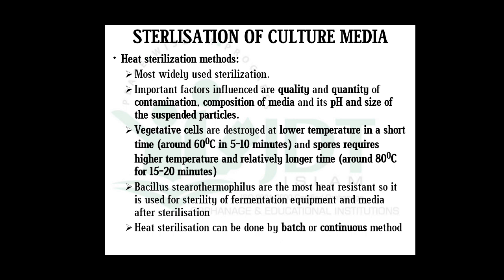So this is the common method of sterilization: for vegetative cells, we have to heat at 60 degrees Celsius for 5 to 10 minutes, and in the case of spores we have to heat for 15 to 20 minutes at 80 degrees Celsius. Sometimes we can use Bacillus stearothermophilus, which is the most heat resistant. It is used to check the sterility of the fermentation equipment and media after sterilization, to see whether it is sterile or not. Now heat sterilization can be done by two methods, batch or continuous.